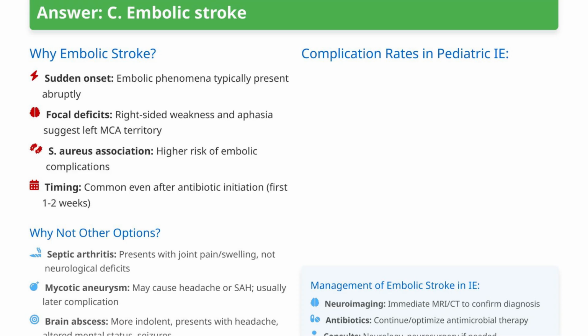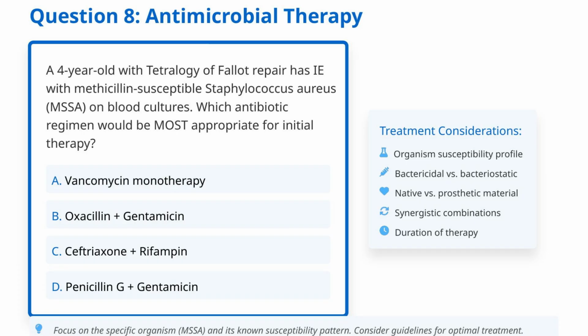As shown in the chart, embolic events occur in approximately 28% of pediatric infective endocarditis cases, making them among the most common serious complications. Question 8. A 4-year-old with tetralogy of Fallot repair has infective endocarditis with methicillin-susceptible Staphylococcus aureus, or MSSA, on blood cultures. Which antibiotic regimen would be most appropriate for initial therapy?